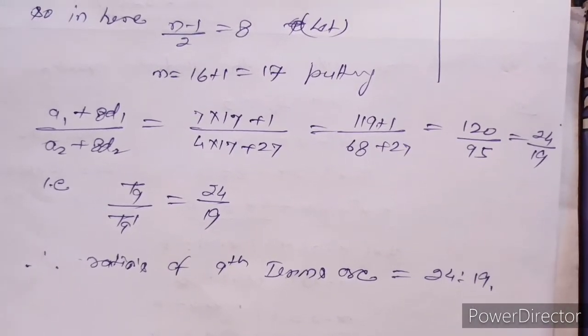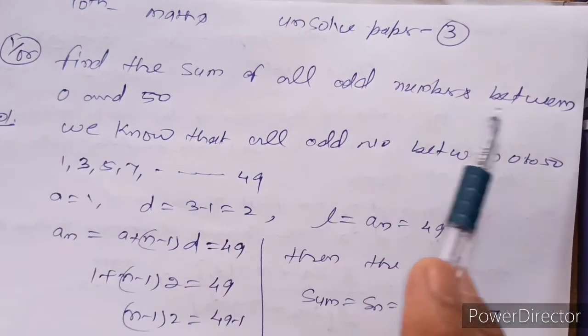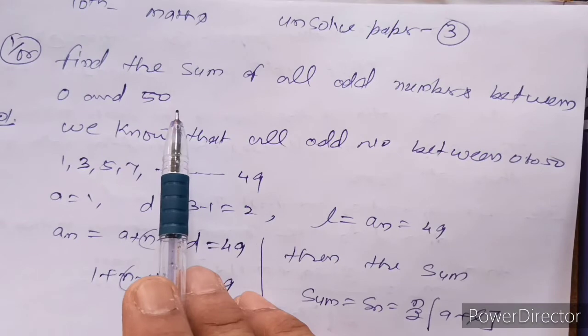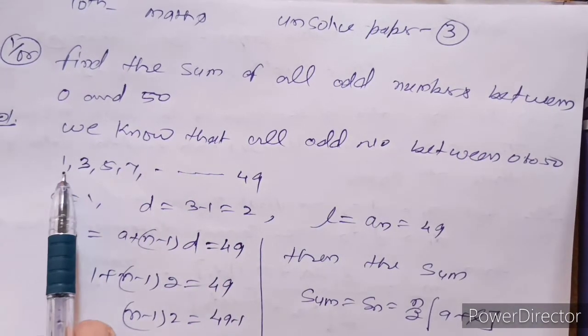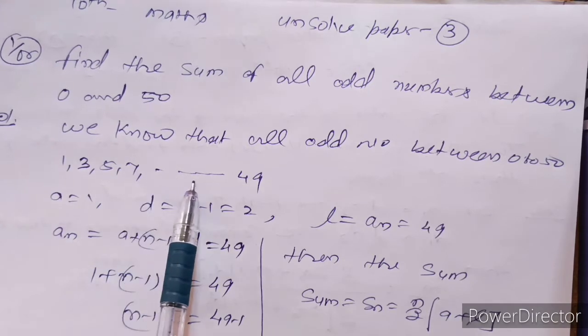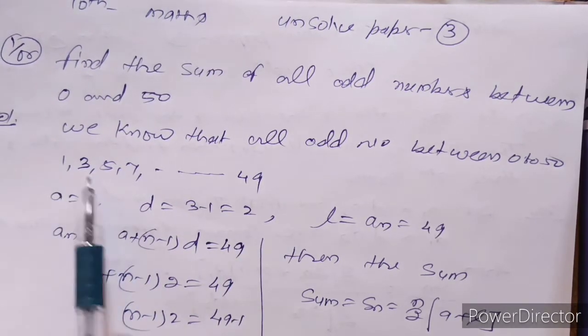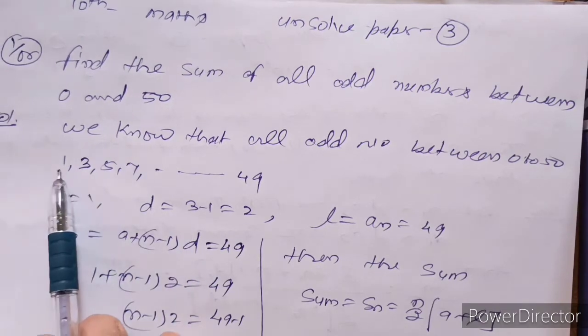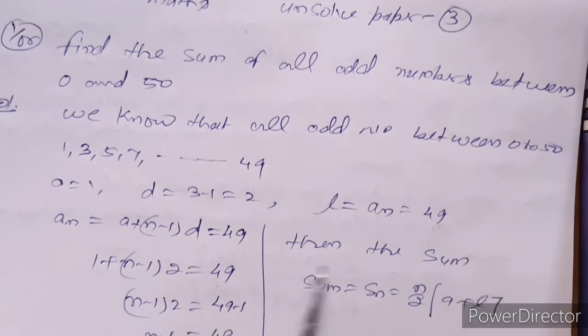Your complete answer. Next question number first, find the sum of all odd numbers between 0 to 50. So 0 to 50, what are the odd numbers? Odd numbers are 1, 3, 5, 7 up to 49. That means a equals to 1 and d equals to 3 minus 1 equals to 2, and last term is 49. What is the nth term formula?